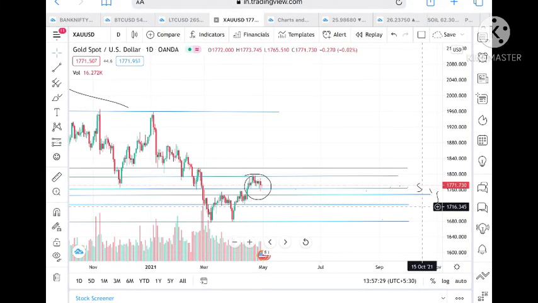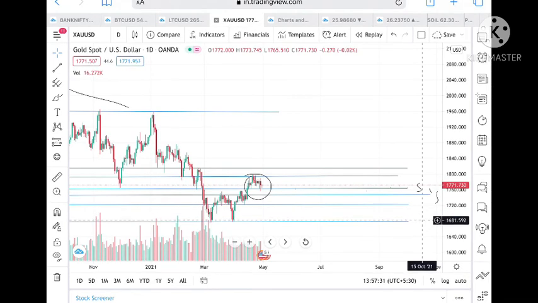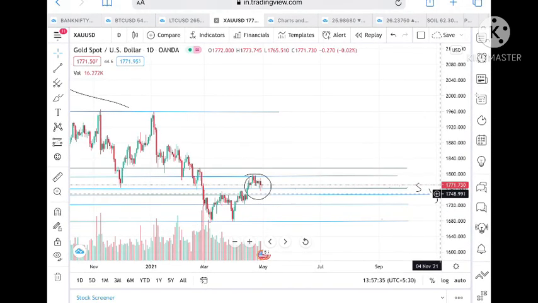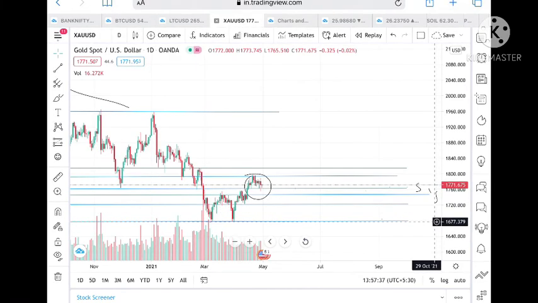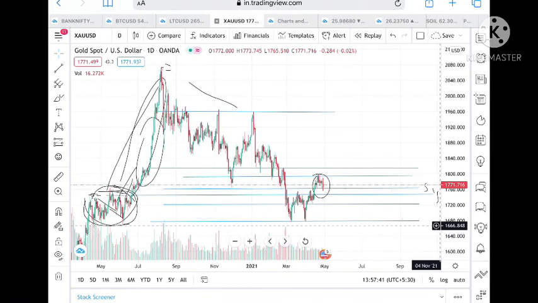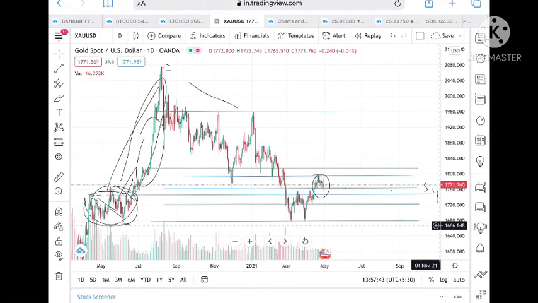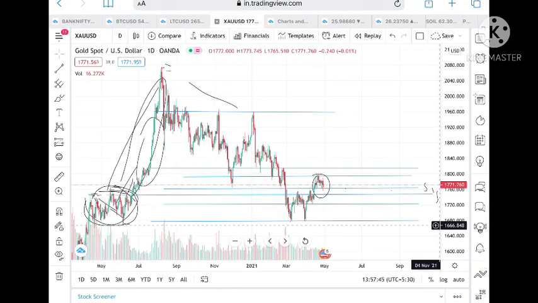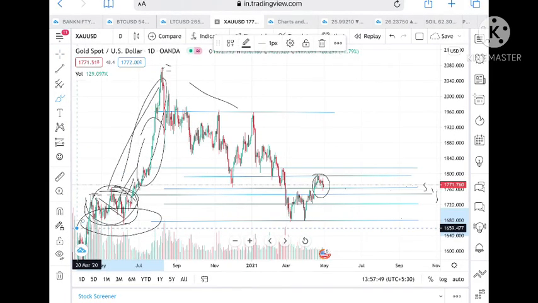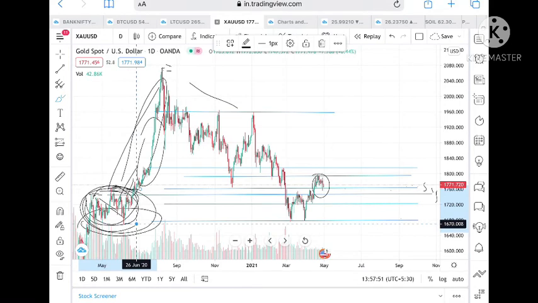Once this comes close to 1680, then there is a high chance that it can break this level, because it has already tested twice. So this support has become weakened, because we have seen here also, if you look at this level, that the price of gold is moving from so long at this particular region, that is why it took a great support here and then moved up.